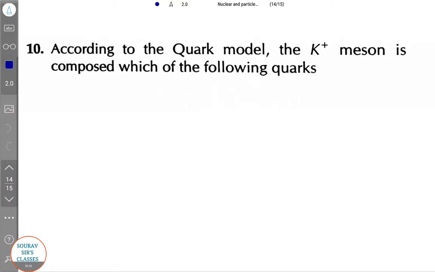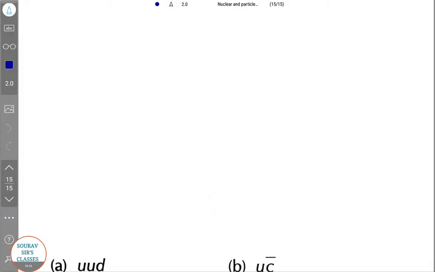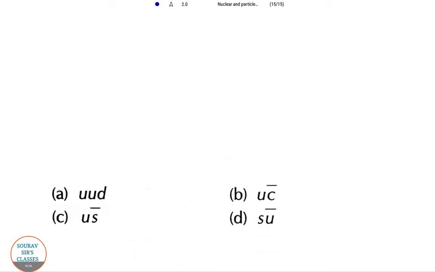According to the quark model, the K plus meson is composed of which of the following quarks? Let's read the question properly. You have the options UUD, UC, US, SU. So the correct option is C, it is made up of the US quark.